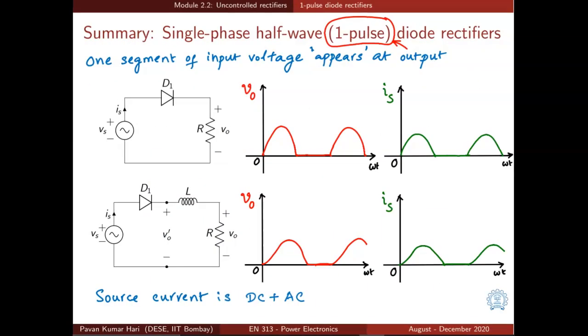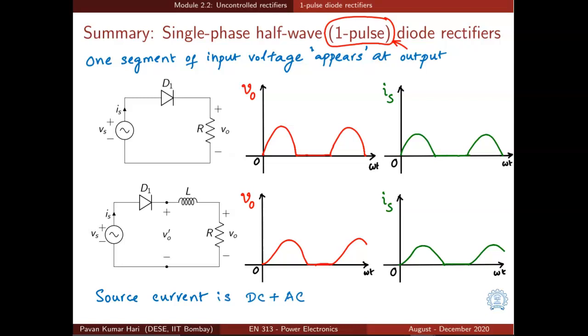Let us try to summarize what we have learned so far. We have looked at 6 kinds of 1-pulse diode rectifier circuits, and let us look at the circuits and the most important waveforms that we are interested in. So the first circuit that we have considered is a single phase half wave rectifier. It's a rectifier which has only one diode and the load is resistive. We are interested in the output voltage and input current waveforms, which are shown in red color and green color respectively next to each circuit.